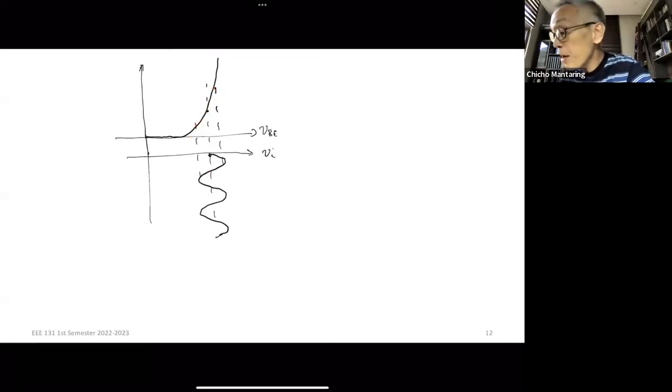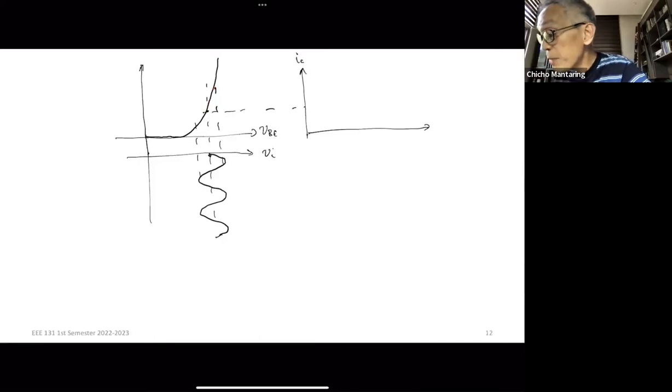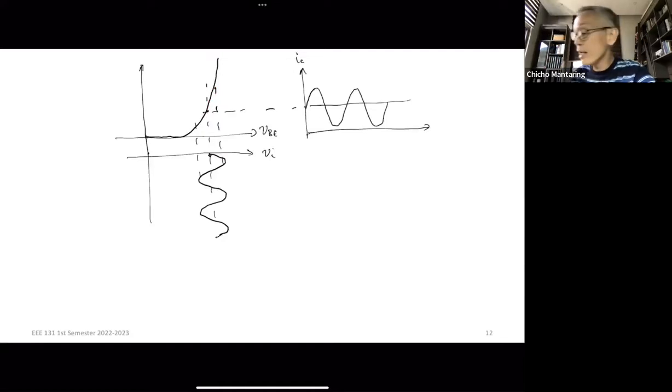Right? So if I take a look at I_C, now, so this is my I_C. If I take a look at I_C, as my VI increases, my I_C will also increase. As my VI decreases, my I_C will also decrease. So yan ang magiging I_C ko versus t, no? And this is your VI versus t. In other words, kailangan ko ng offset. I need this offset.